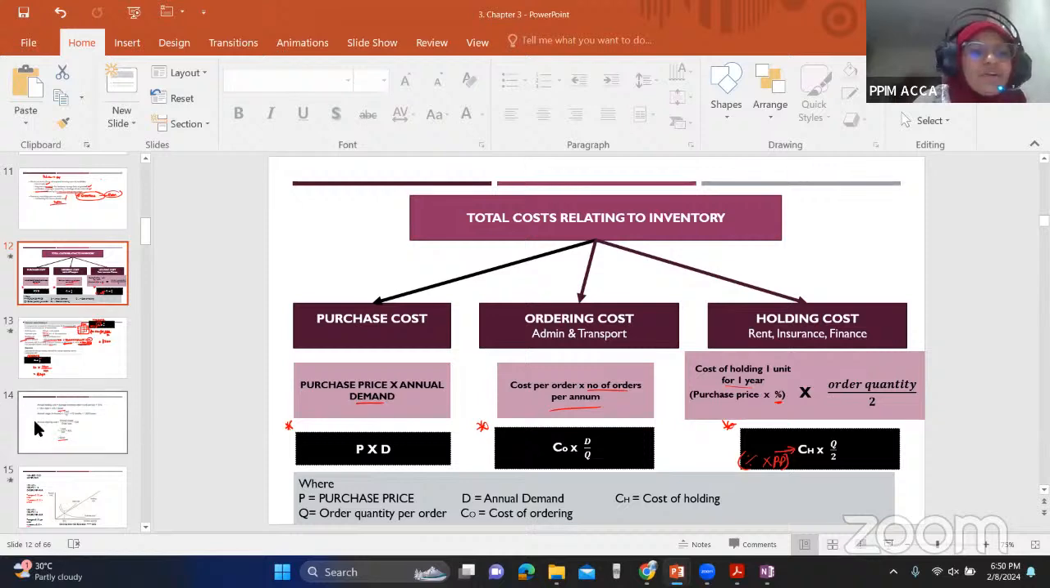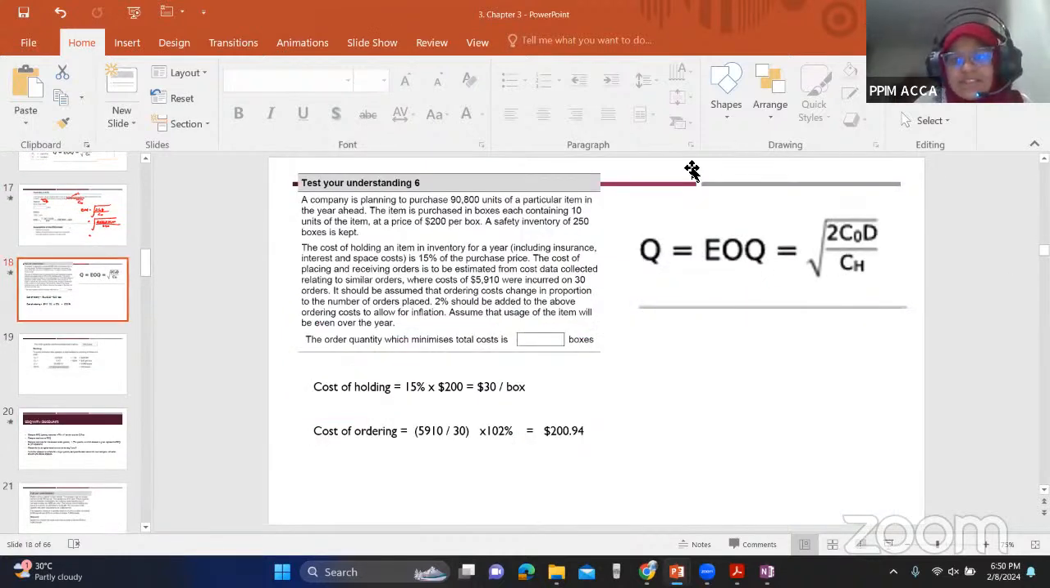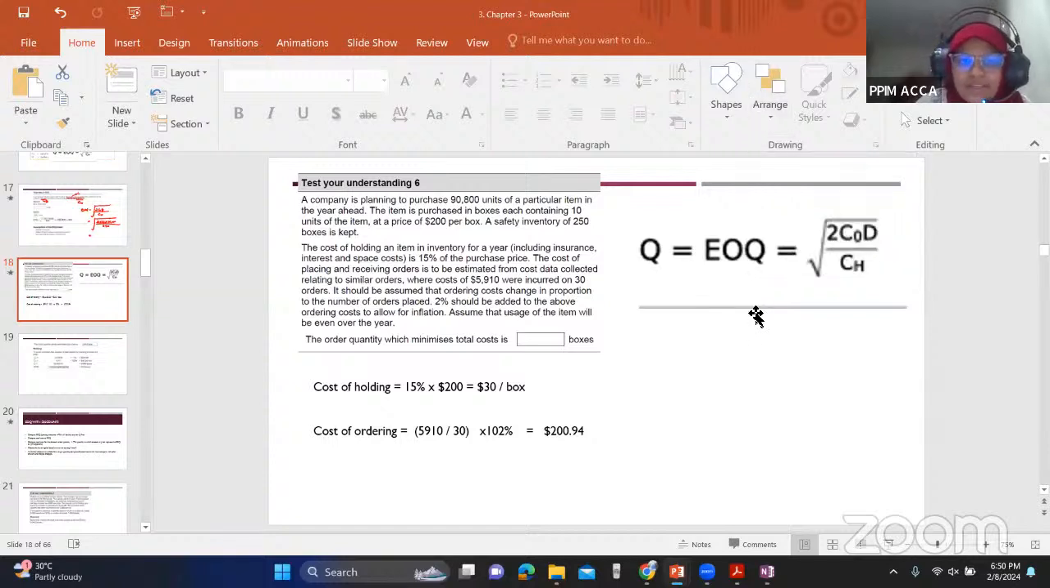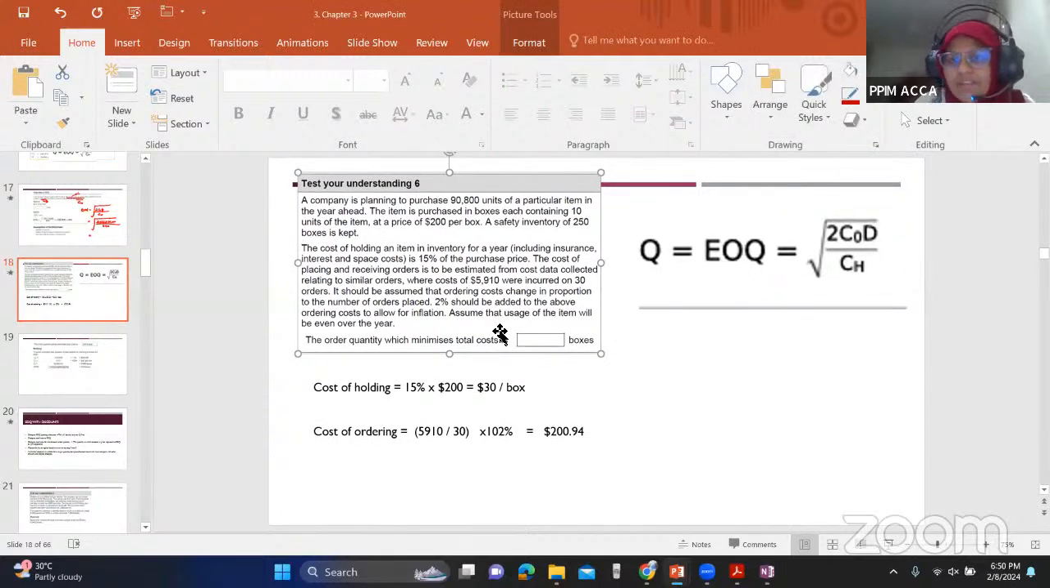So how do we calculate this EOQ? This is the formula. If you have the EOQ formula, that's all you need. The question will give you all the information to put into the formula.